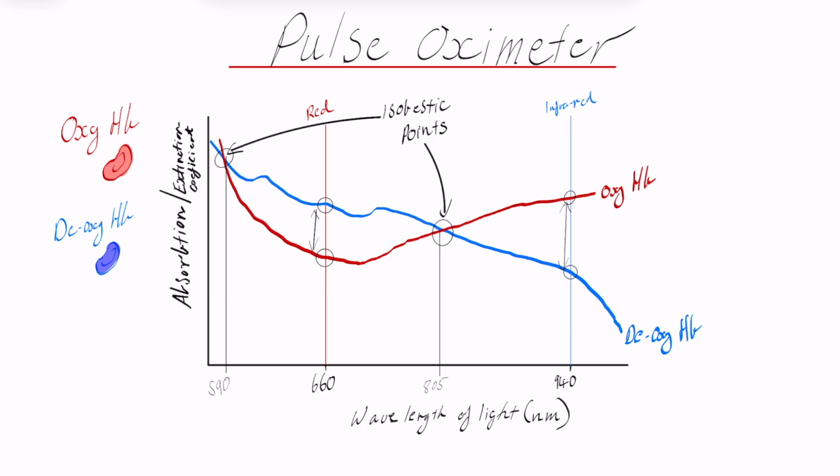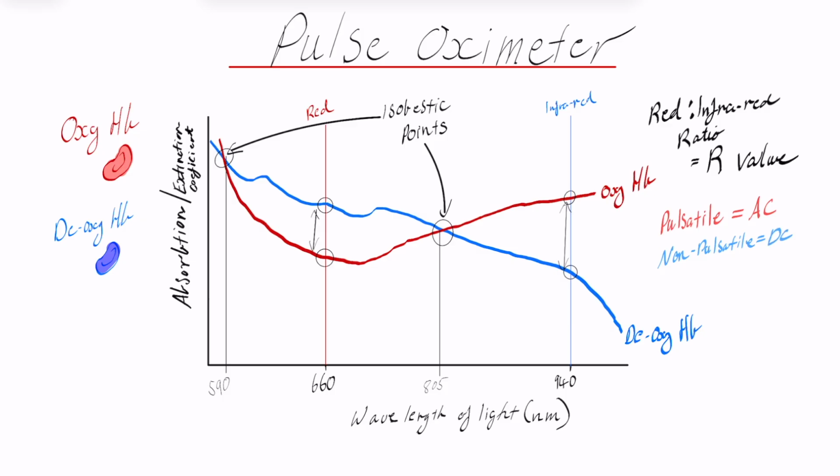By comparing how the pulsatile arterial blood absorbs red versus infrared light, the device can estimate the proportion of oxyhemoglobin to deoxyhemoglobin, and this is known as the red-infrared ratio, also known as the R value. Because we only want the pulsatile arterial signal, the oximeter mathematically separates the pulsatile, which is known as AC or alternating current, and the non-pulsatile part of it, which is the direct current, known as DC. And for each wavelength, we need to calculate the proportion of absorption of each of these alternating and direct current.